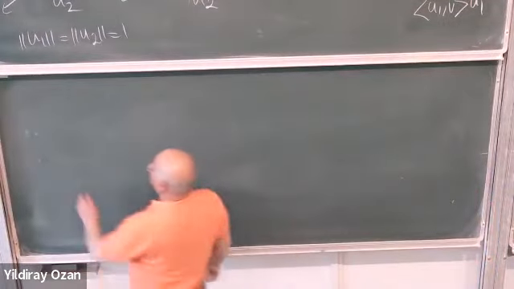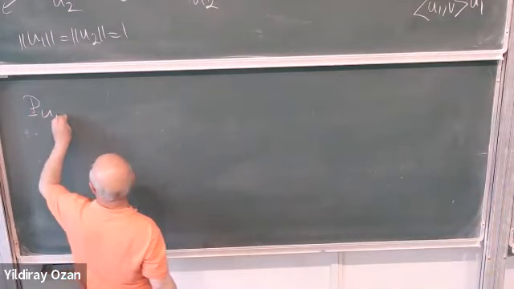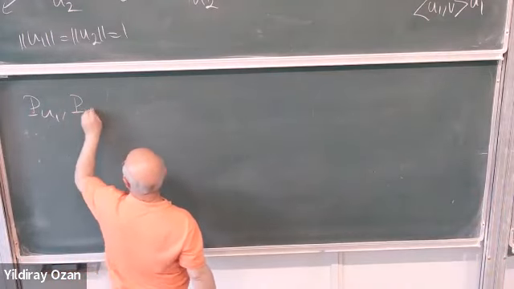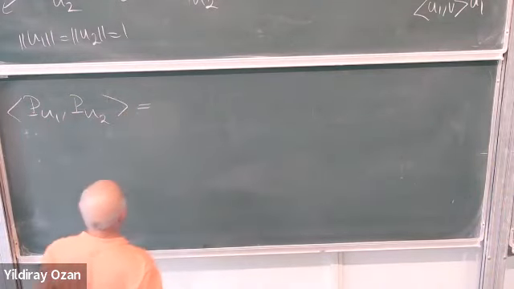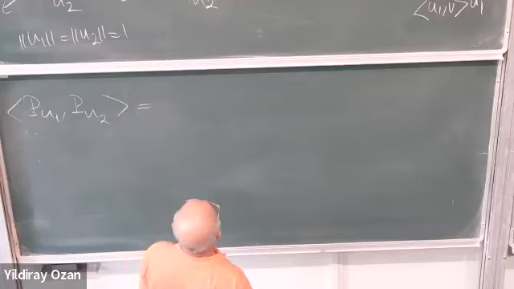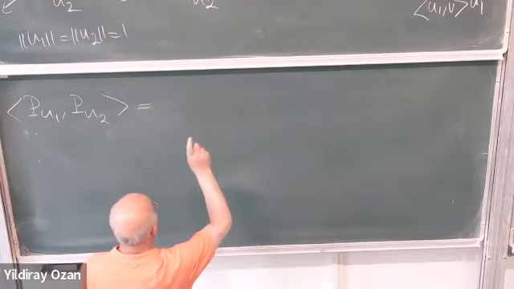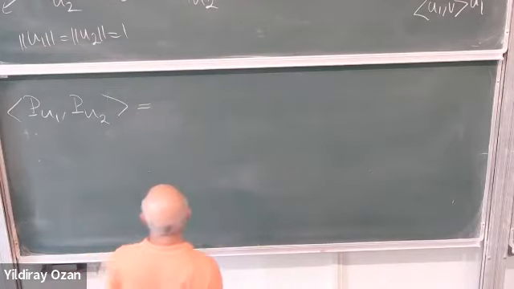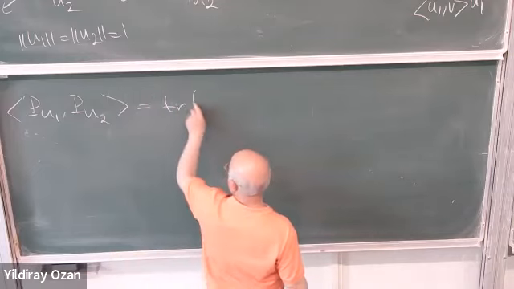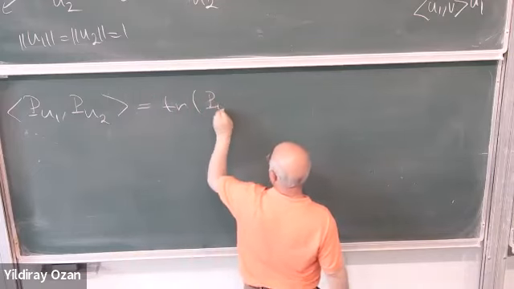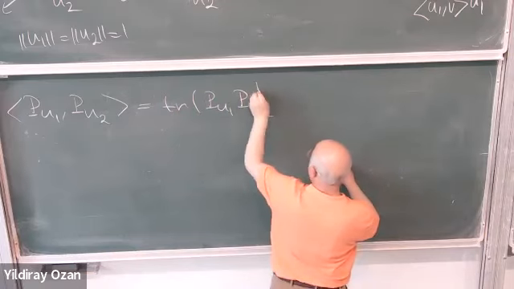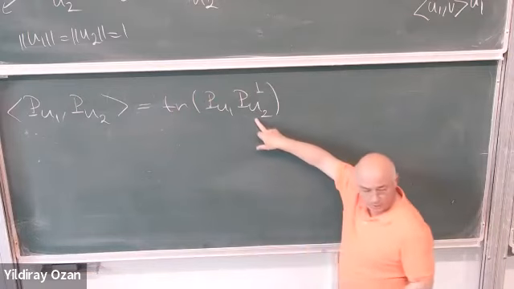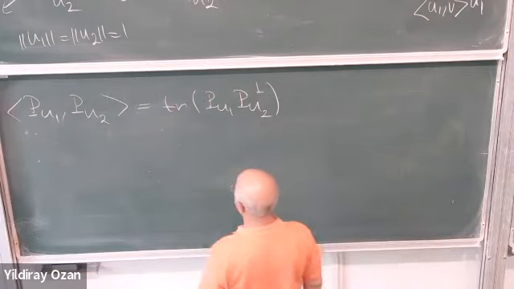Now, what is the inner product of P_U1 and P_U2? I will just take these two gadgets, so it is just the trace of P1 times P2 transpose. I will multiply these two matrices and then take the trace.